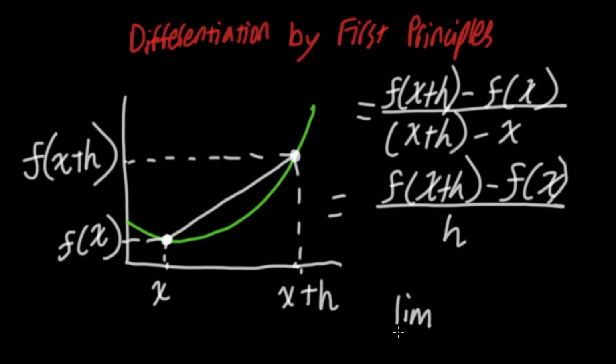Therefore, we write limit, which we abbreviate to LIM, h arrow 0, which we say as h approaches 0. So in other words, as h, remember h is the additional distance after x.